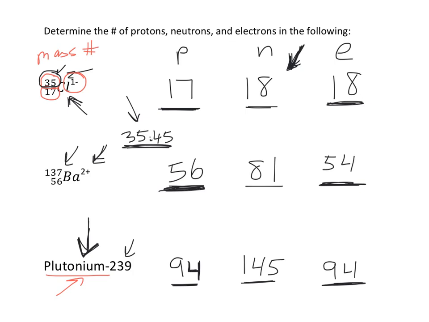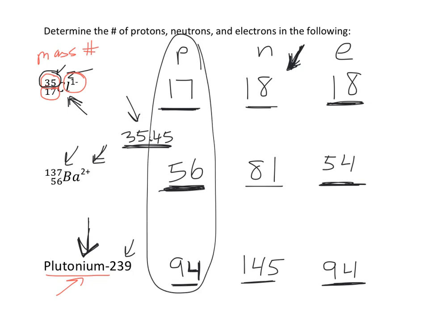Like if you're ever using a decimal for proton, neutron, electron counts, stop. You're not allowed to do that. The only thing you can get from the periodic table are the protons on these types of problems.